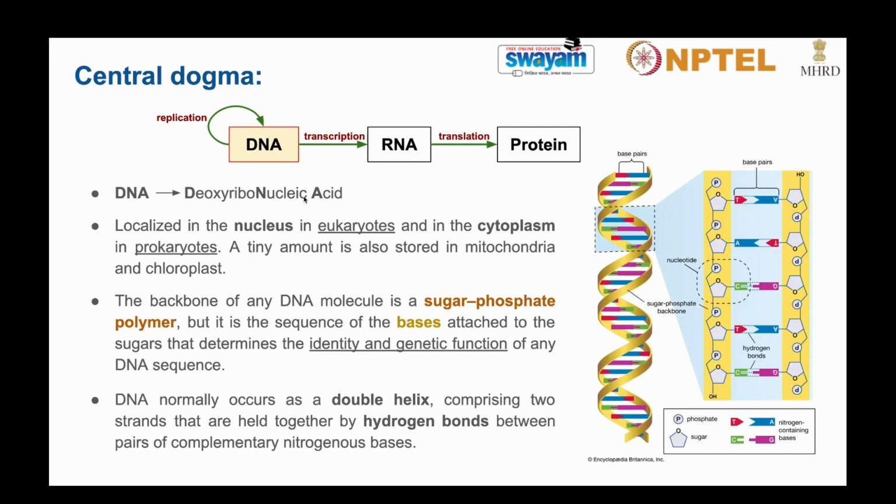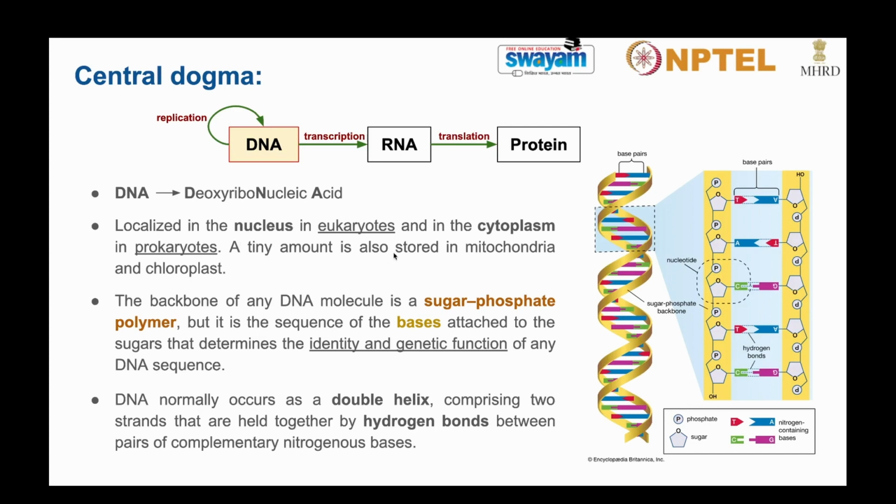DNA stands for deoxyribonucleic acid, and it got this name because of the deoxyribose sugar present in it. It is localized in the nucleus in eukaryotes, but prokaryotes do not have a nucleus, so in them the chromosome is arranged in the cytoplasm, not in the nucleus.